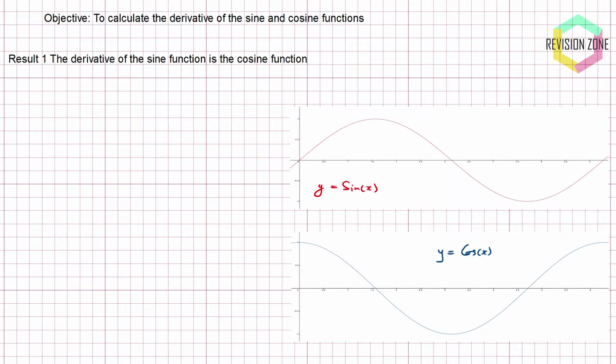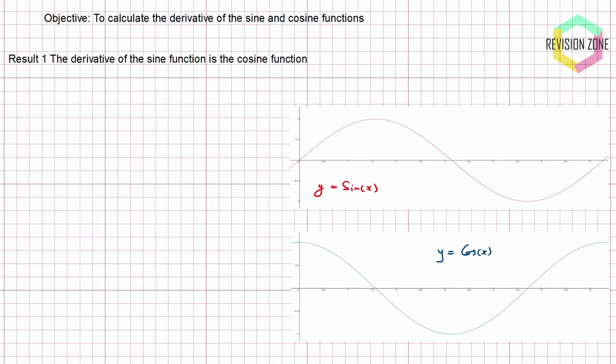So you can see on the right-hand side of the screen, we have a sine graph, and then just below it, we have a cosine graph. And if you take a look at the result we're trying to prove, we're trying to show that the derivative of the sine function is actually the cosine function. So let's start to think about this.